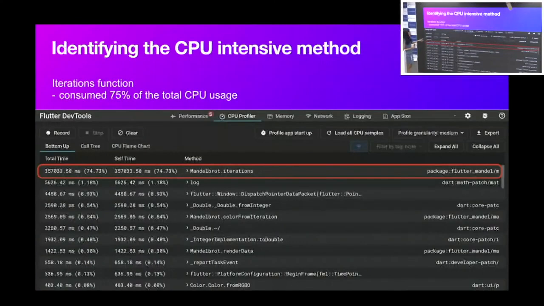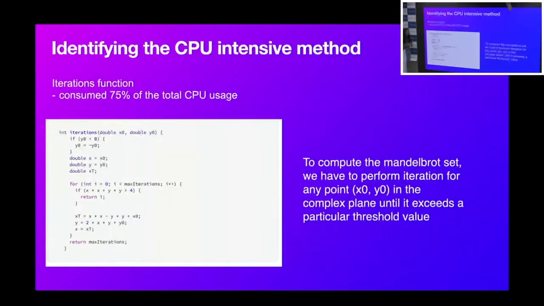And now when we go to bottom up, we can simply identify the method that was taking the most amount of CPU usage, which is the Mandelbrot iterations. So now what we will do is we will go ahead and look into the method itself. So this is the iterations method, and you can see that it is constantly performing iterations for any point in the complex plane till it reaches a particular threshold value. And the way we have called it is that we have a render data function, and that render data function is calling this iterations function for each and every pixel.